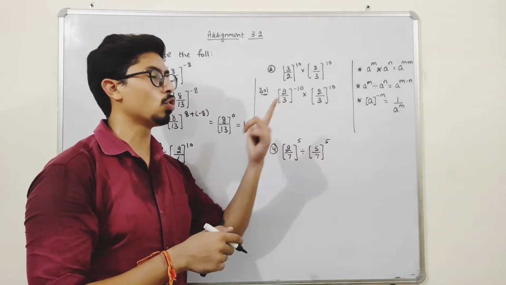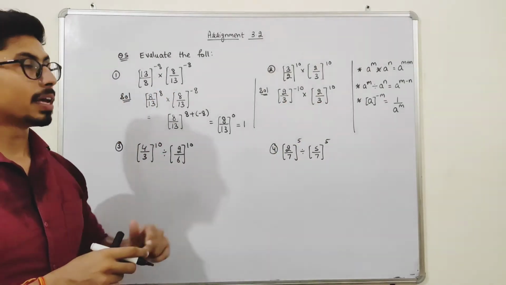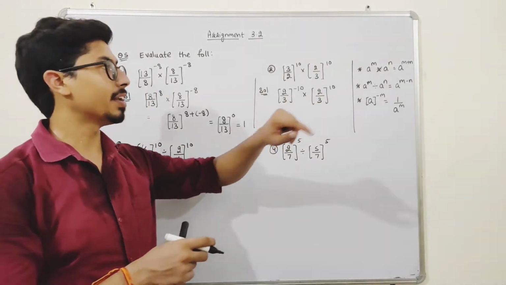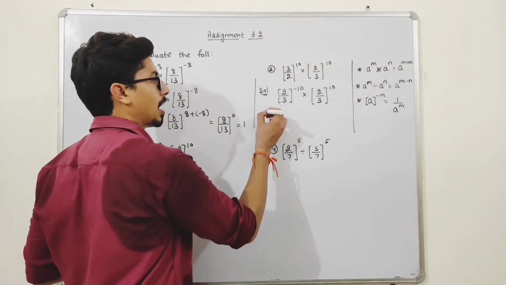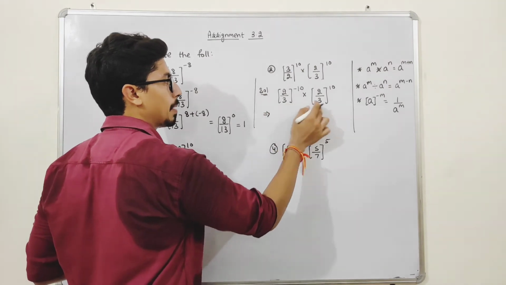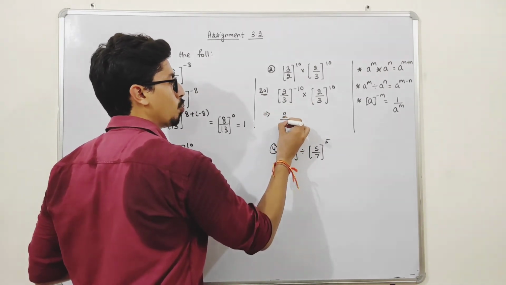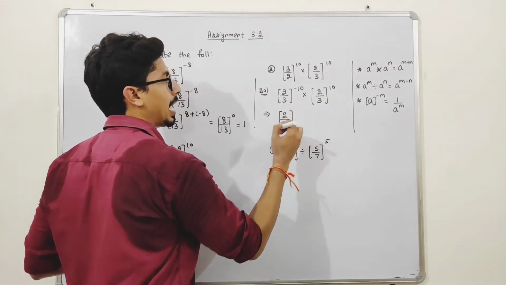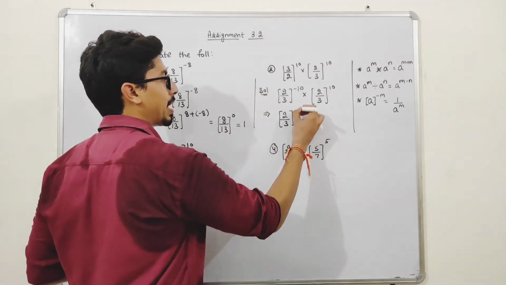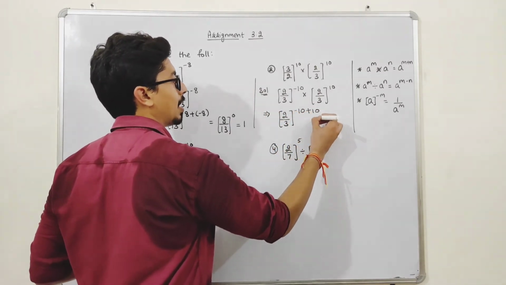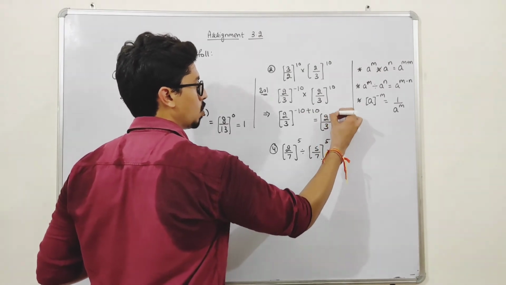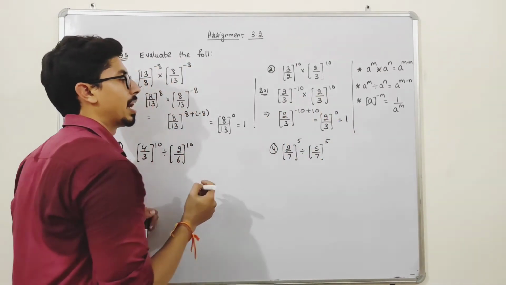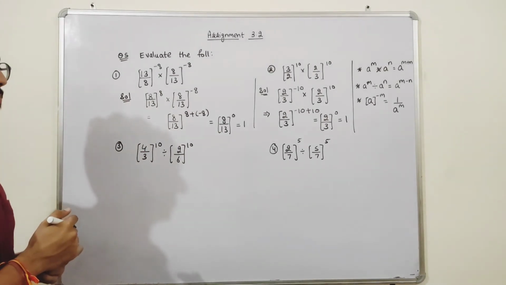2 by 3 and 2 by 3. Bases are the same and they are in multiplication. So I can use this formula. Write 2 by 3, the base as it is, and add the powers. So minus 10 plus 10. It will become 0, and any number raised to the power 0 is 1. So the answer is again 1.